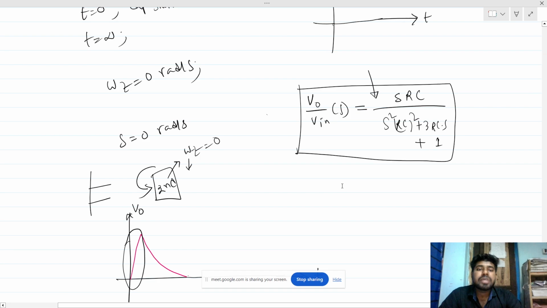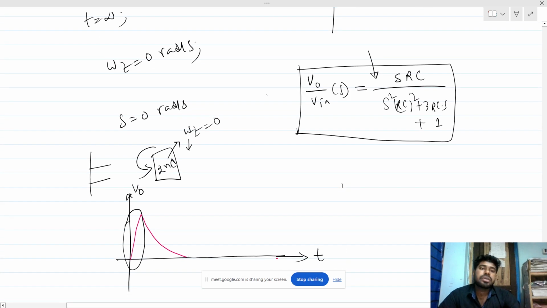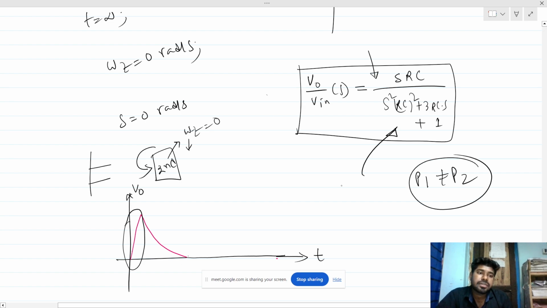You can find the transfer function. You can see that there will be two poles and both poles are not equal, P1 not equal to P2. But we cannot do the overdamped case here because we have a zero in this figure. So if there is a zero, we cannot do this type of thing, right? Zero at zero frequency.